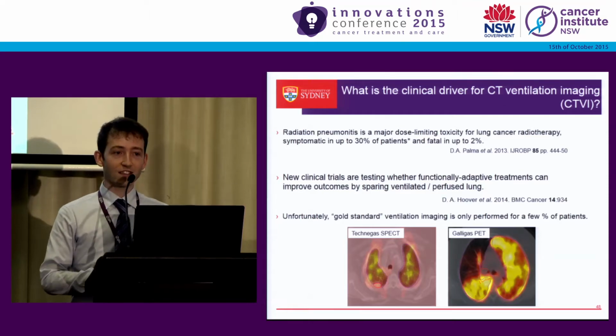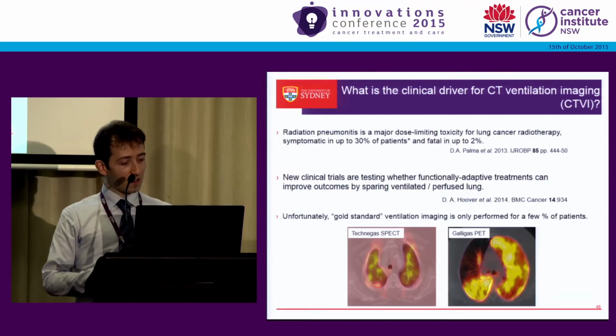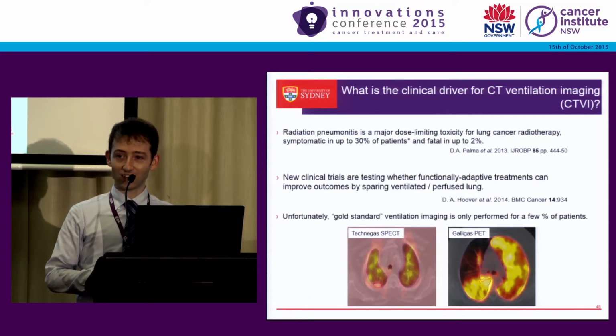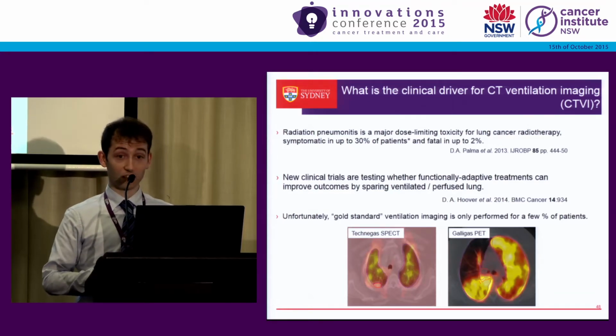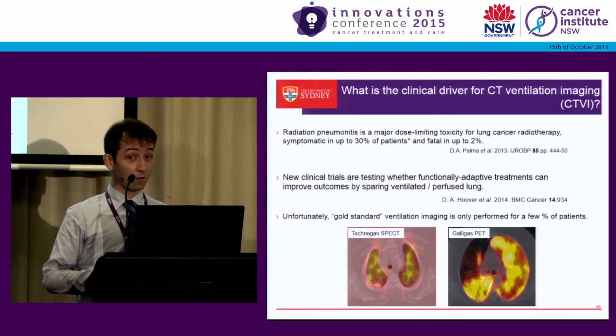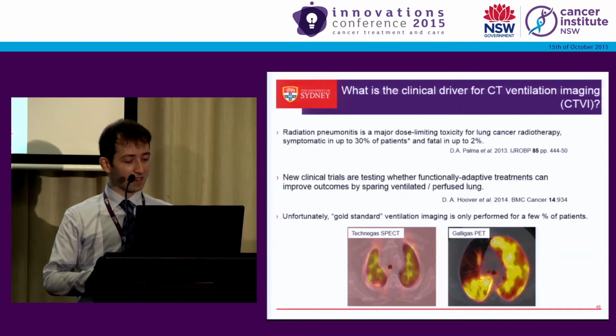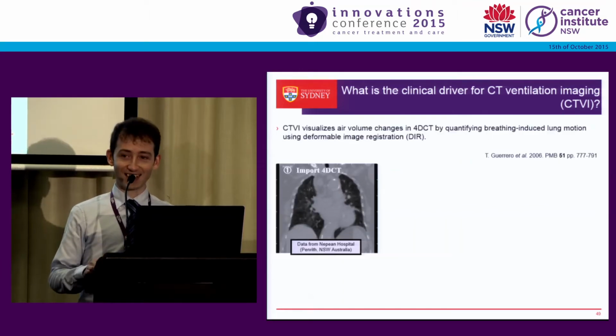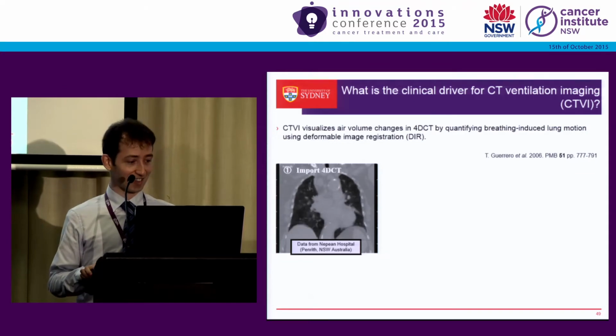So what's the challenge to make this happen? Unfortunately, the gold standard ventilation imaging techniques such as Technegas SPECT and Galligas PET, and I should mention that these are images from New South Wales and Victorian centres, so this is technology we use here in Australia, are still only available for a few percent of lung cancer radiotherapy patients, mainly as part of clinical trials. Hence, CT ventilation imaging. What is this technology?